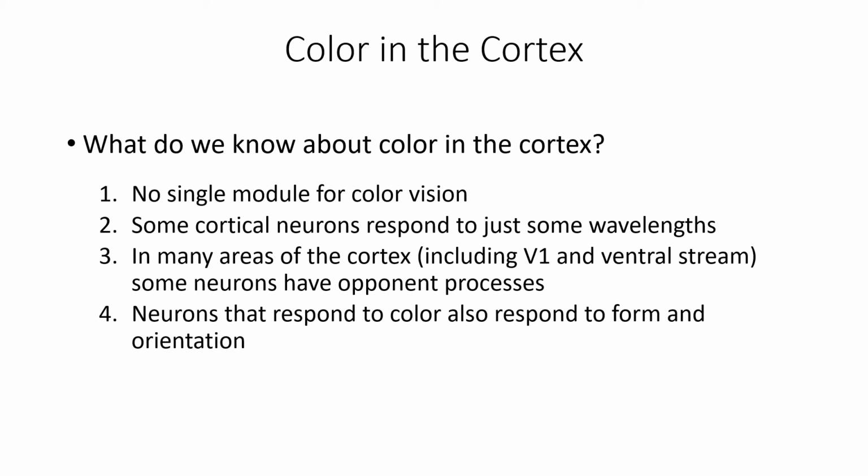In many areas of the cortex, including V1 and the ventral stream, where we are doing our object recognition, we have some neurons that have opponent processes. We saw this in the last bunch of slides with the red, green, blue, yellow opponent processes. Those continue through the cortex. And we know that neurons that respond to color also respond to form and orientation. As we go into that what pathway and figure out what objects are, color helps us with that.